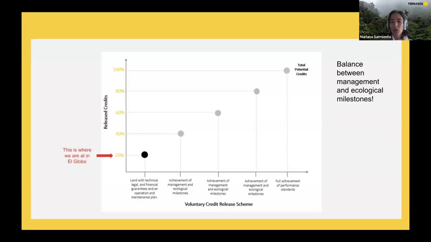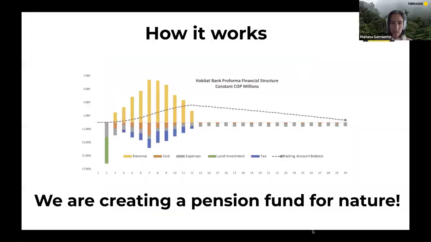So then the question is, well, if it's a 30-year project, then what happens? So this is an example of the cash flow of one of these projects, where all the sales, but also the release of those credits, are happening, in this case, in the first 12 years of the project. This is just an example.